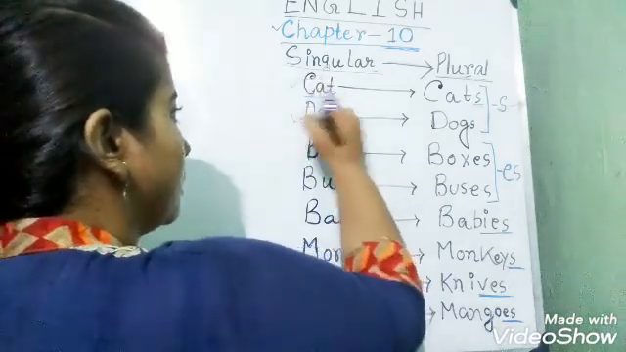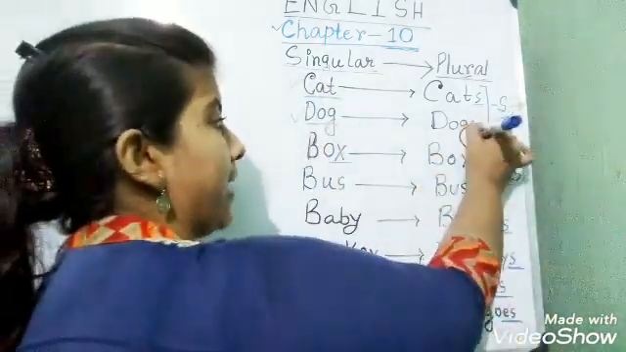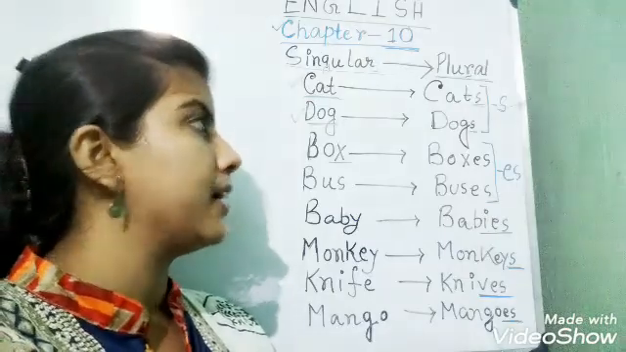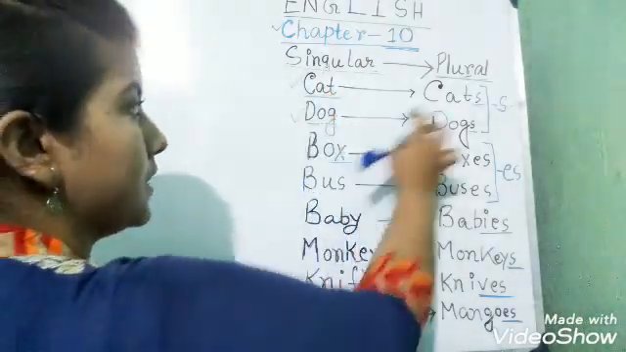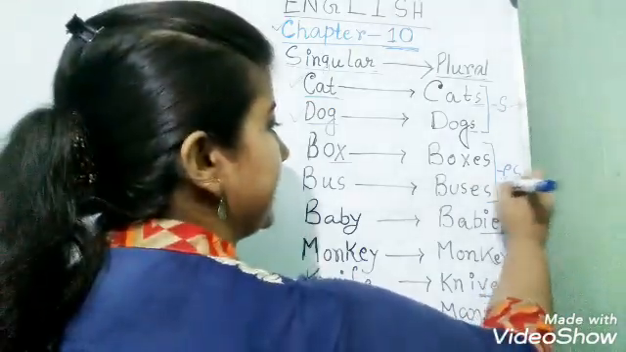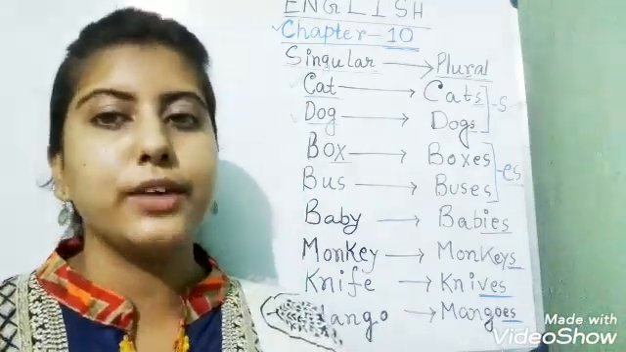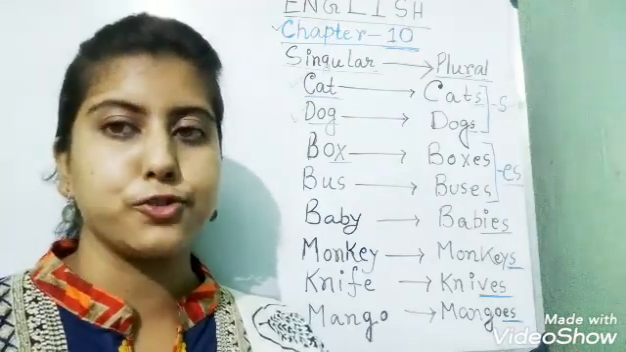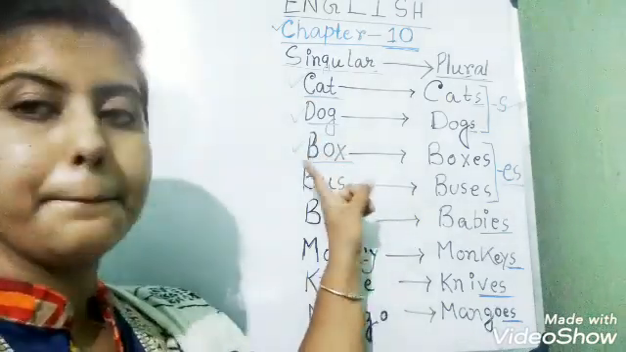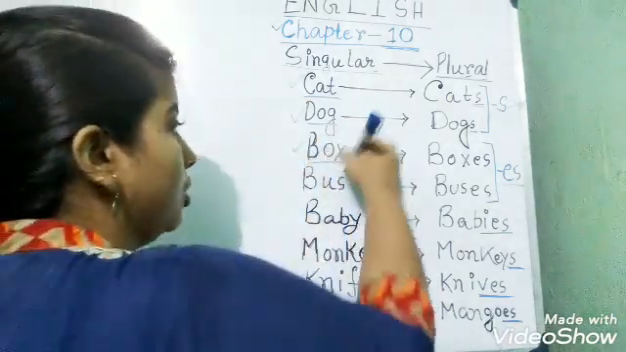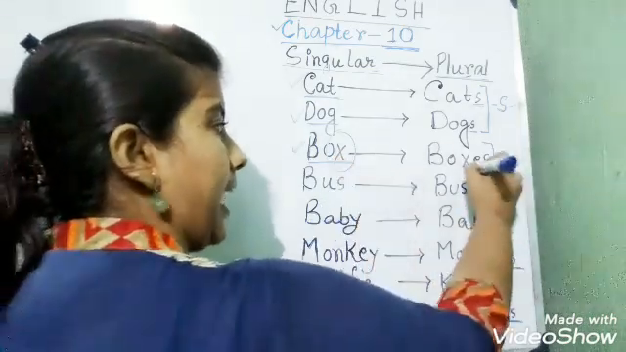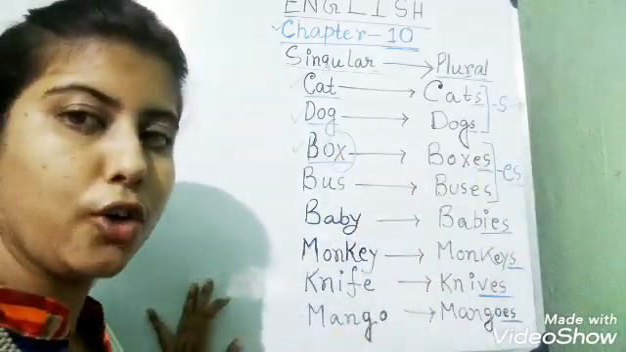Now the next example is dog. Here also I have added an extra S at the end of the word. And in this way, I have transformed these 2 words into the plural form. Now the next rule is to add ES. But when we add ES, we have to remember something. Now the first example is box. B-O-X, box. Look, we have X at the end of the word.